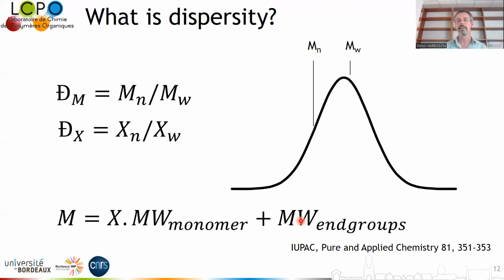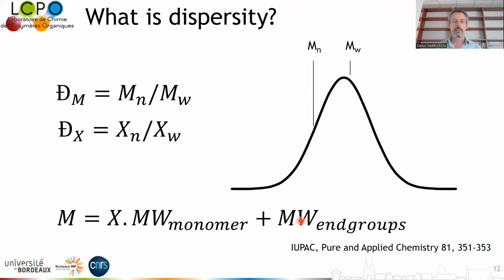So to begin with dispersity, there are actually two kinds of dispersity defined by IUPAC. We have the mass dispersity, DM, which is the ratio between the number average and weight average molecular weight. And we also have the degree of polymerization dispersity, which is, of course, the ratio between number average and weight average degrees of polymerization. And because the mass is related by a very simple relation to the degree of polymerization, in most cases, these are effectively the same thing.